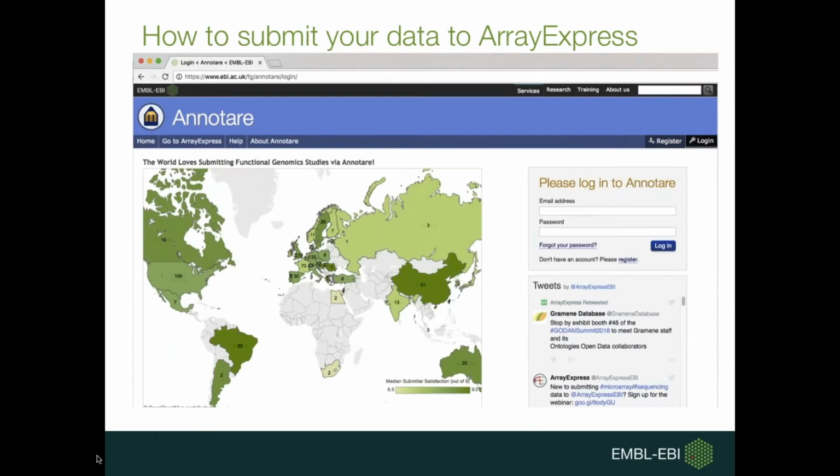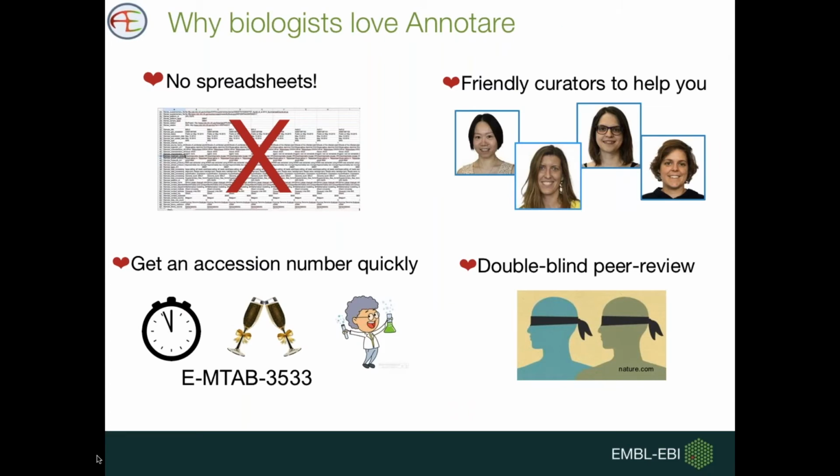So how exactly are you going to get your data into ArrayExpress? Well, with ArrayExpress, we use a web form called Annotare, and we put a lot of effort into making this as user-friendly as possible, and we're really pleased to see that our submitters really like using Annotare. Some of the reasons they like it include that you don't need to tackle big, scary spreadsheets. There's lots of friendly curators to help you with your submission. You get your accession number quickly, and we also support double-blind peer review.